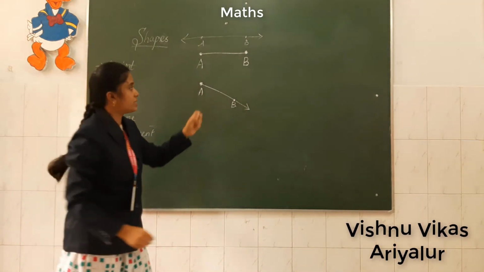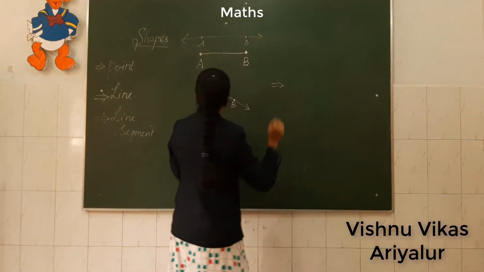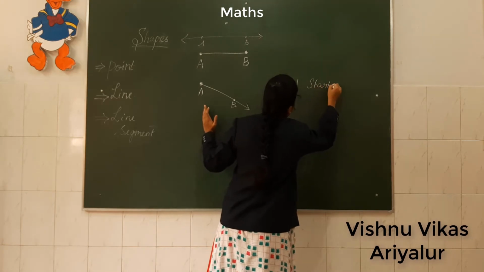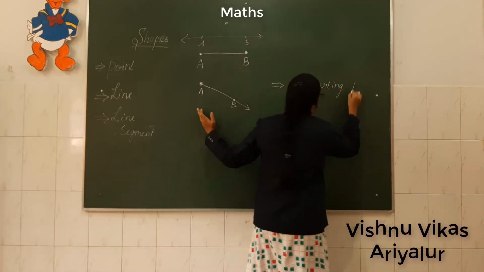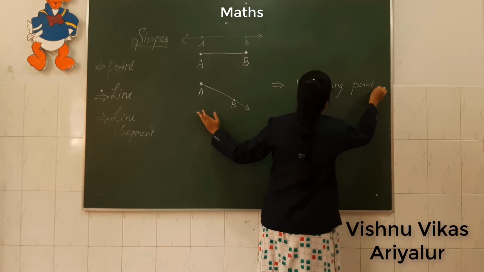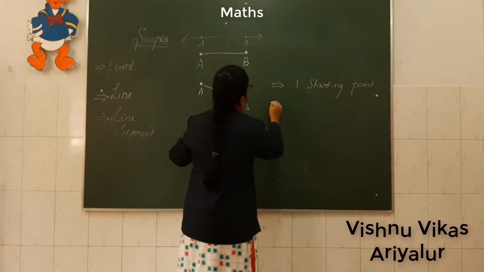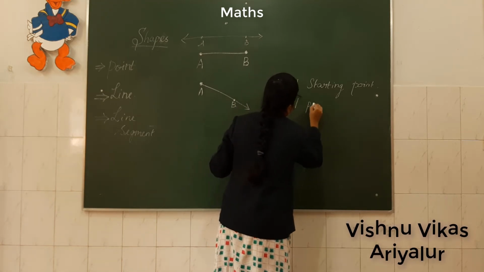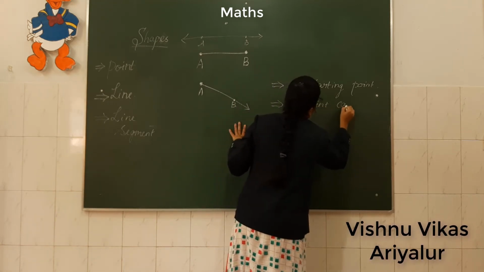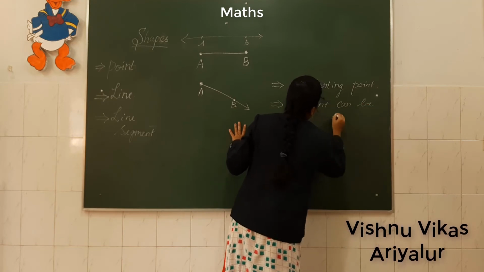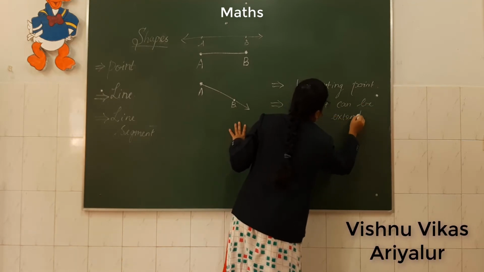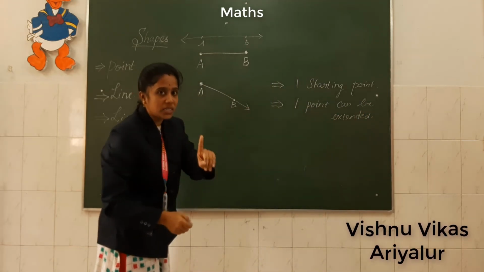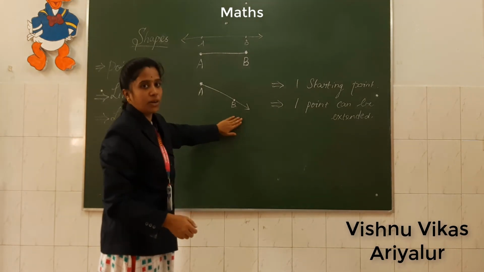One side is extending. So let us see what it is about. So it has one starting point, one starting point defined, predefined. You cannot extend there. So the other point, the ending point, can be extended. One point can be what? Extended. So what do they say? A starting point and no ending point. It has one starting point and no ending point.